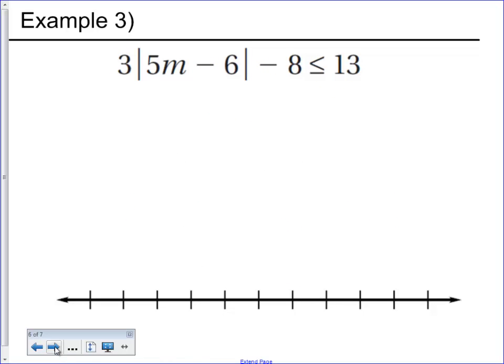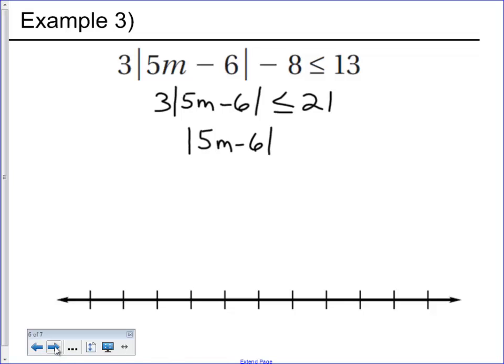If you'd like to pause the video for a second before trying number 3, go ahead and do that. First thing we're going to do is add 8 to both sides to solve this. So 3 times the absolute value of 5m minus 6 is less than or equal to 21. Divide both sides by 3. The absolute value of 5m minus 6 is less than or equal to 7.